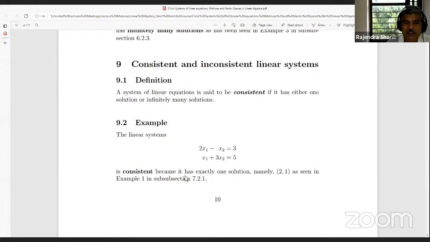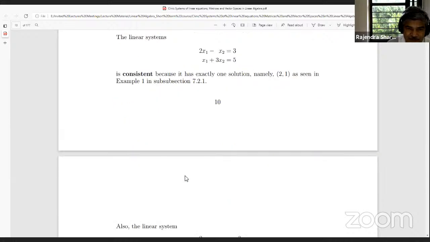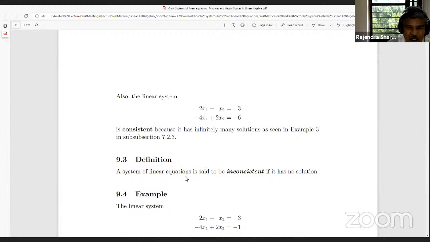There is also a term called consistent and inconsistent linear systems of equations. A system of linear equations is said to be consistent if it has either one solution or infinitely many solutions, and inconsistent if there is no solution. The example here, 2x1 minus x2 equal to 3, x1 plus 3x2 is equal to 5, is consistent because it has exactly one solution. That was example 1.